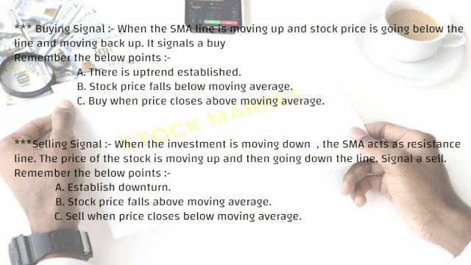Selling signal. When the investment is moving down, the SMA acts as a resistance line. When the price of the stock is moving up, and then goes down through the line, it signals a sell. Remember the below points. A. Established downturn. B. Stock price rises above moving average. C. Sell when price closes below moving average.